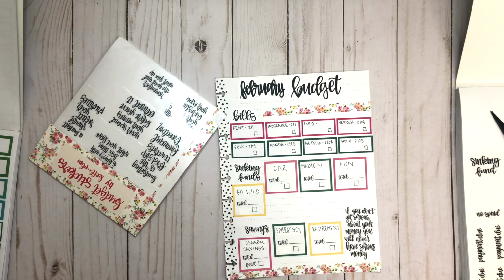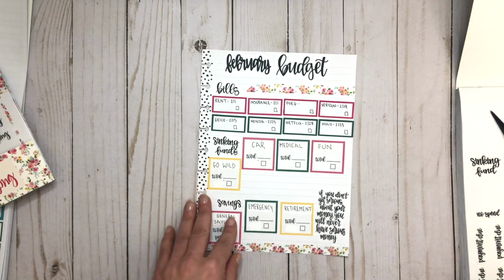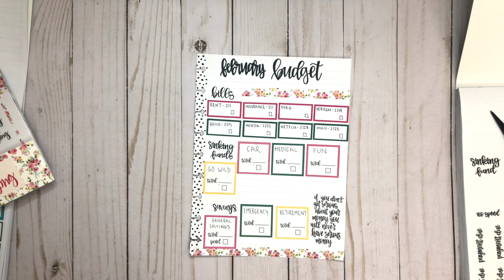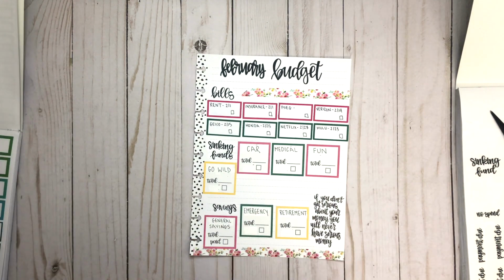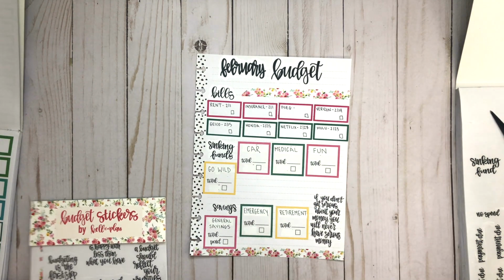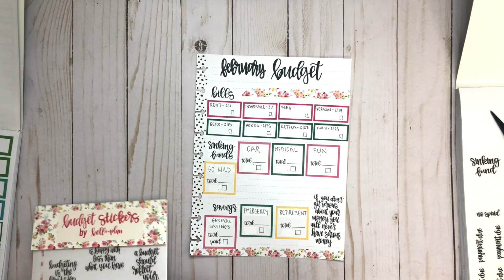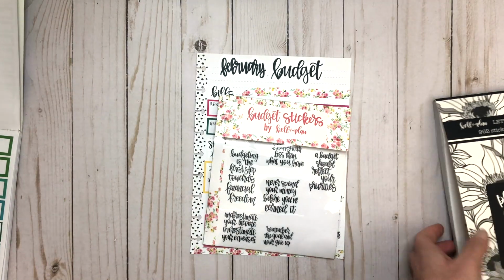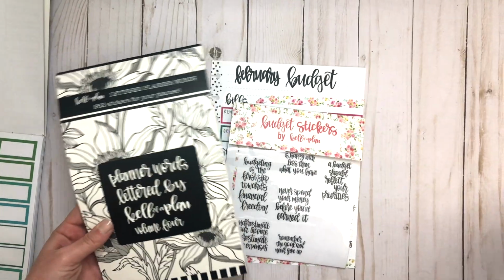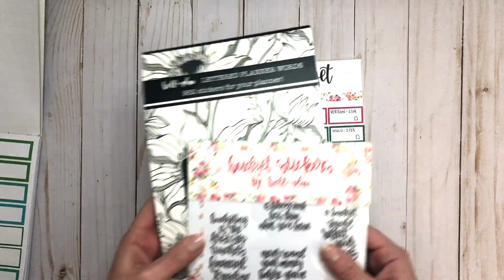All right, so I will keep this front and center in my budget planner for the month of February and fill in the bills when they're paid, the sinking funds, and my savings to keep track of everything.